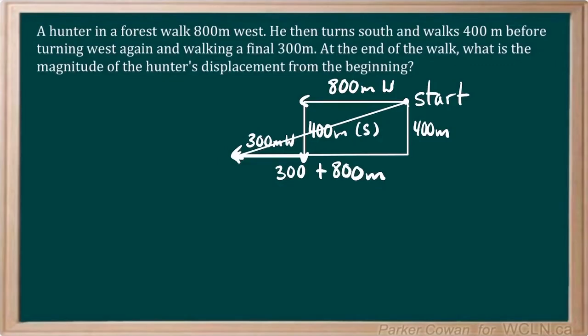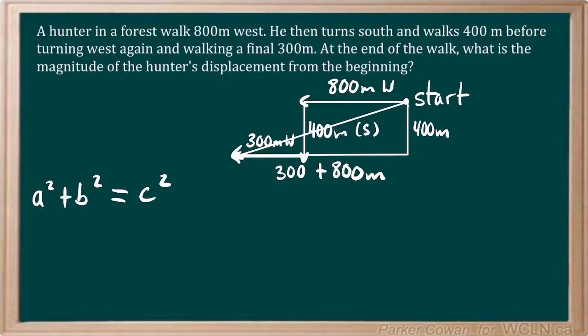All right. So now what we need to do is essentially just find out what our hypotenuse is going to be. And we can use Pythagoras' theorem for that, or some sort of trig ratio, but I'm going to use Pythagoras' theorem. And that is that a squared plus b squared equals c squared, where a and b are the two sides and c is the hypotenuse, right?